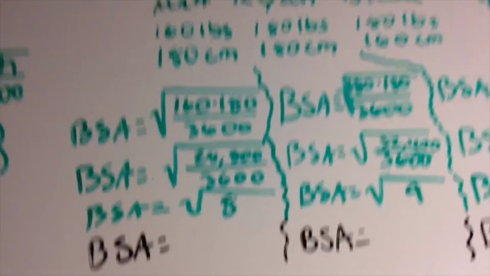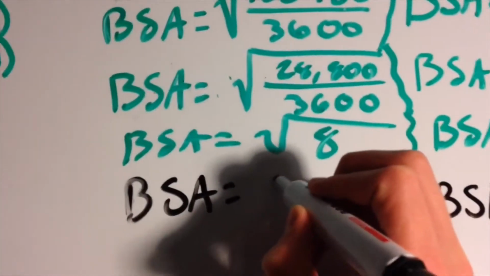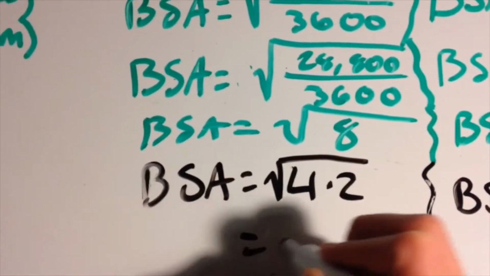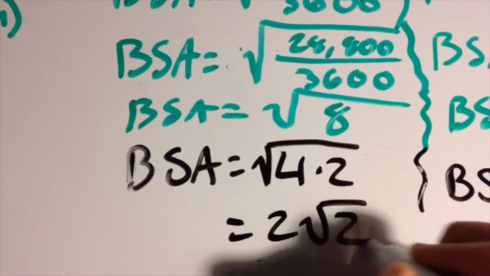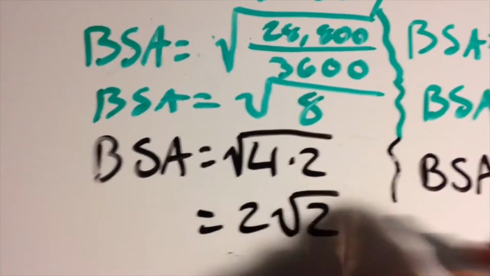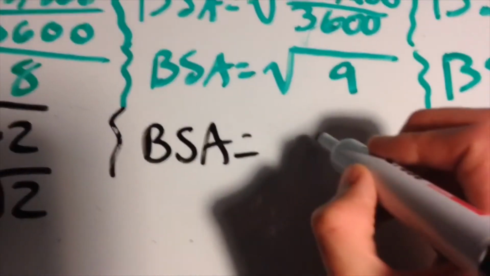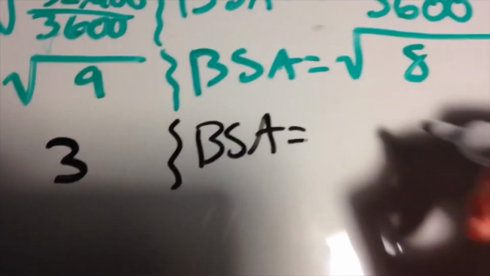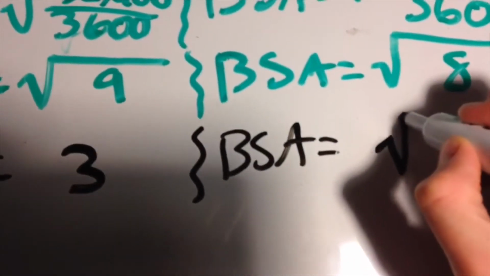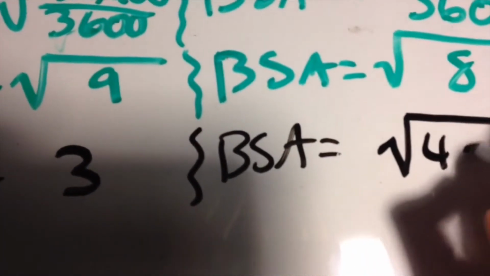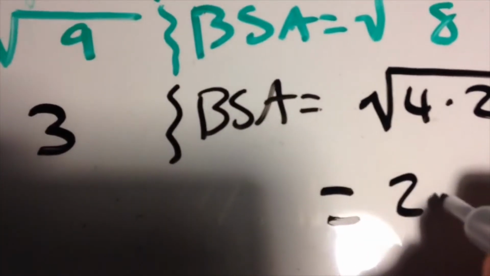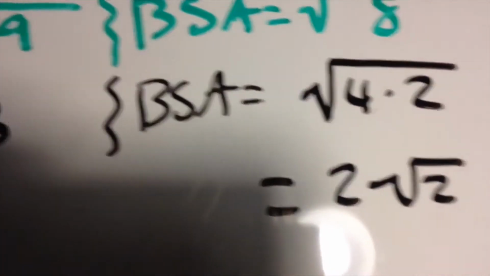So Matt's body surface area will end up being 2 times the square root of 2, because the square root of 4 is 2. The square root of 9 simplifies down to 3. And the square root of 8 simplifies down to the square root of 4 times the square root of 2, which simplifies down to 2 times the square root of 2.